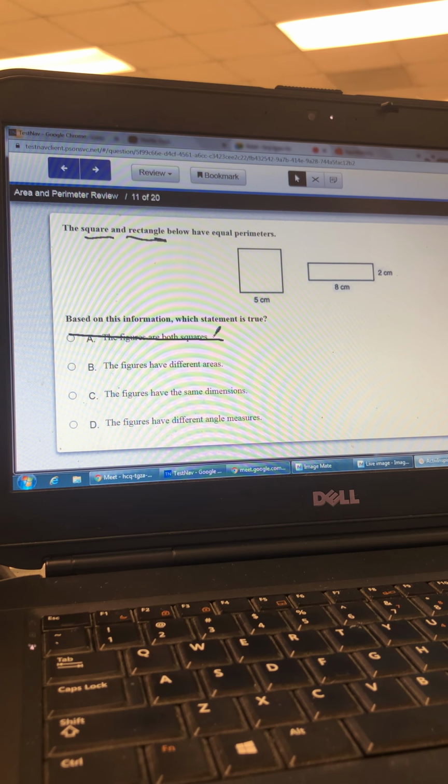The figures have different areas. Well, do we know what the area is? No, we only know the perimeter. Well, we only know that they have the same perimeter. So we have to figure out the area.